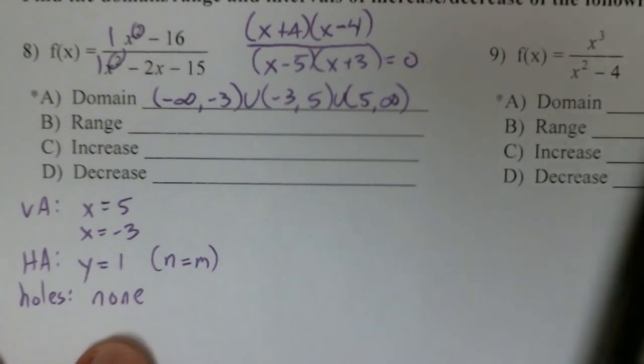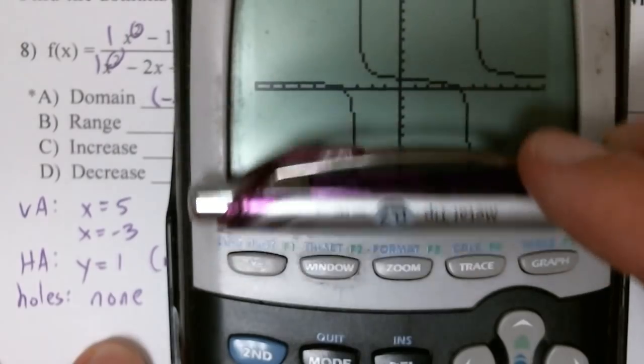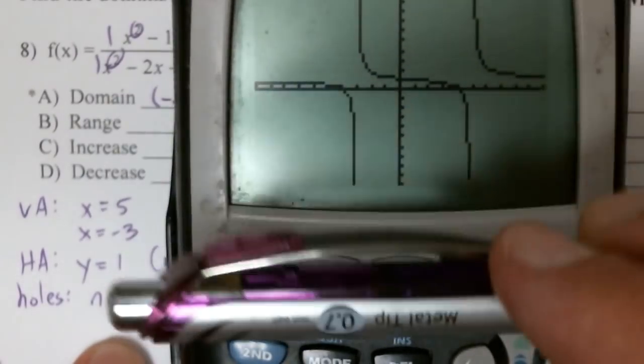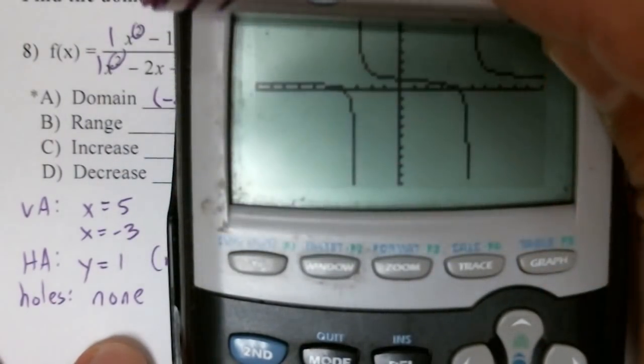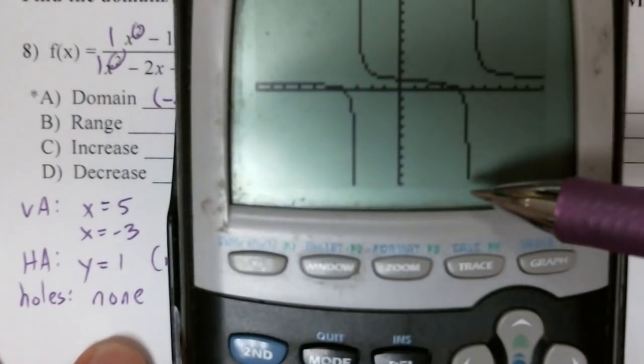Okay, range, that's Karate Kid, right? Paint the fence, sweep, wax on, wax off. I'm painting the fence. I'm starting down here at negative infinity, and I'm sweeping up. This is the only one, guys, that we care about the y values. Domain, intervals of increase, decrease, all that stuff, we care about x values. I'm only looking at the y values, okay?